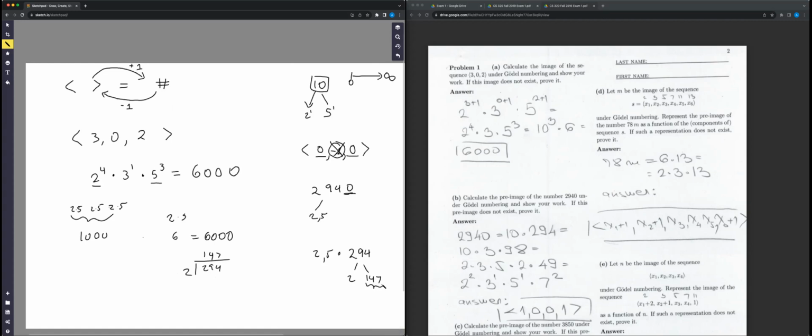But what is a factor of 147? I don't know. But what I do know is that I can't skip 3, right? So if there doesn't exist a 3 in 147, then I can just stop. This is not a Godel number. And then I don't have to figure out what the sequence is. But let me just do 147 divided by 3, see if that gives me anything.